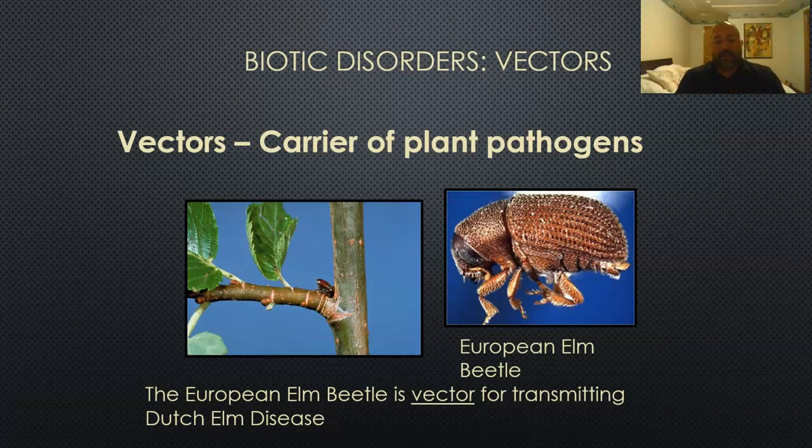In terms of vectors, a vector is a carrier of plant pathogens. In this specific instance that we have here, we've got the European elm beetle, and the European elm beetle is the vector for transmitting Dutch elm disease. Dutch elm disease is really problematic for our elm trees, but it all starts with the European elm beetle and its bringing of the plant pathogen with it.